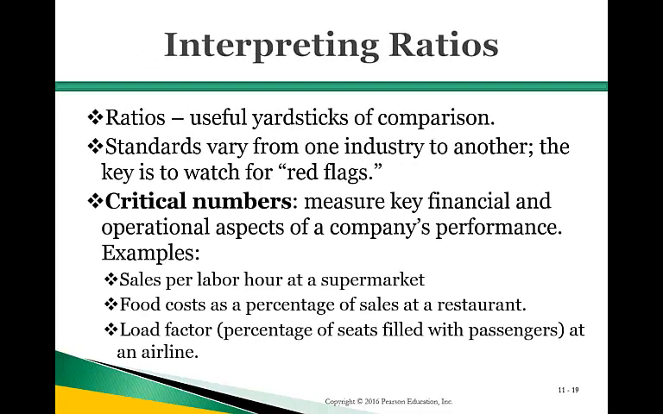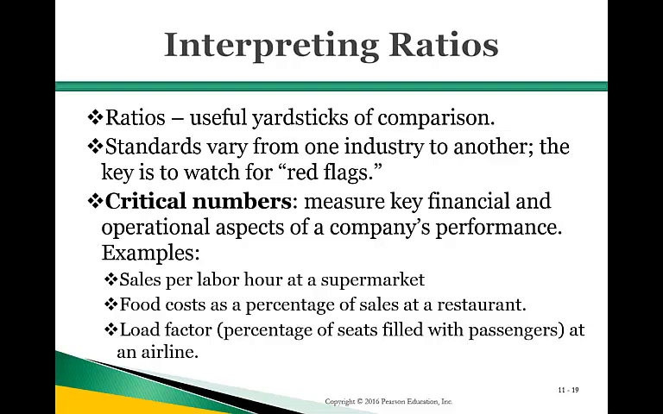So ratios are ways to compare one company to another. The best comparison for a particular company is either a historical comparison, the current year versus past years, or the comparison of a company to other companies in its industry. And what we're looking for are deviations or red flags, things that tell us that there is a problem with a particular company.